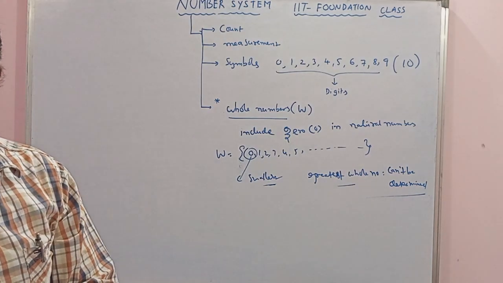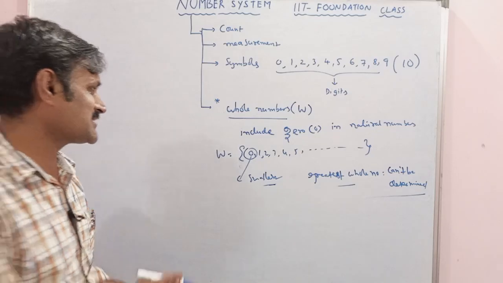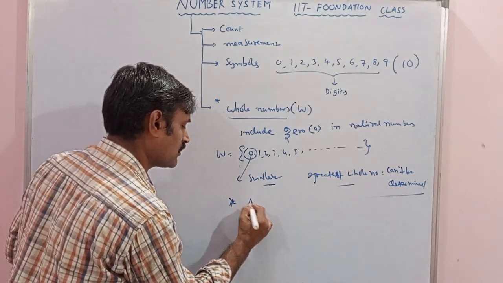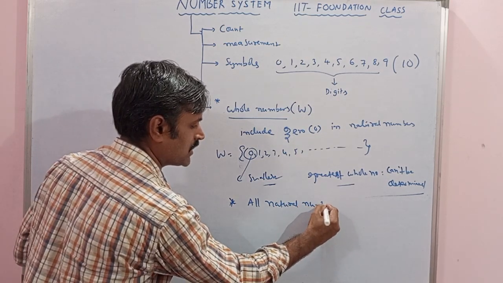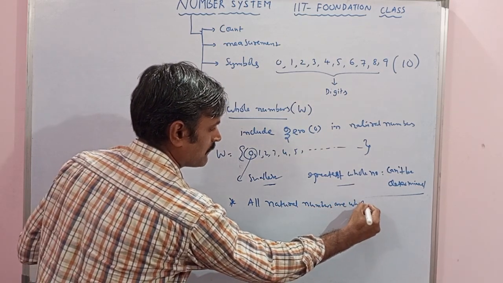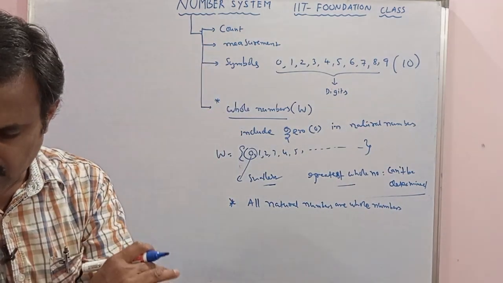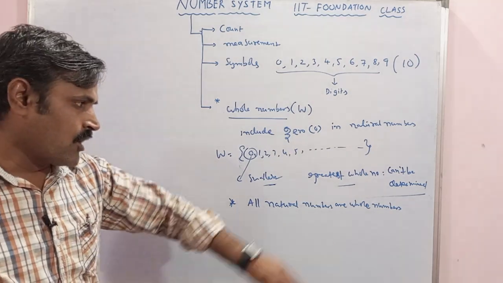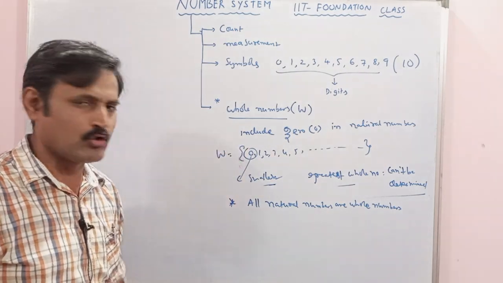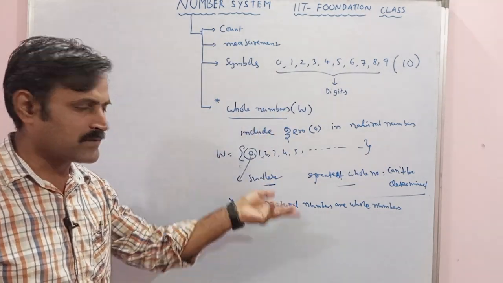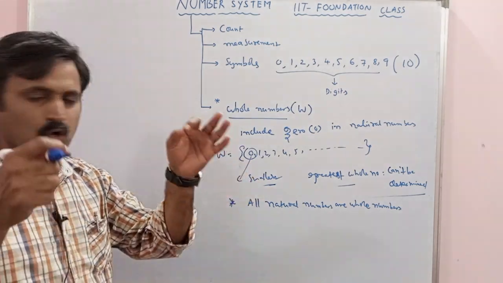That is the difference. Now coming to one more point: are all natural numbers whole numbers? Yes, all natural numbers are whole numbers. Whereas if you flip this statement, all whole numbers are not natural numbers. The example is 0. That 0 is not present in the natural numbers. So all whole numbers are not natural numbers, but all natural numbers are whole numbers.